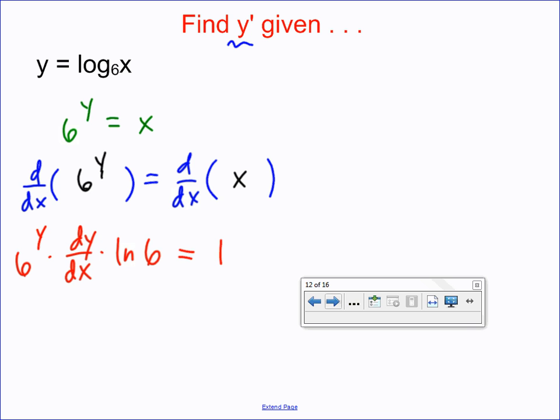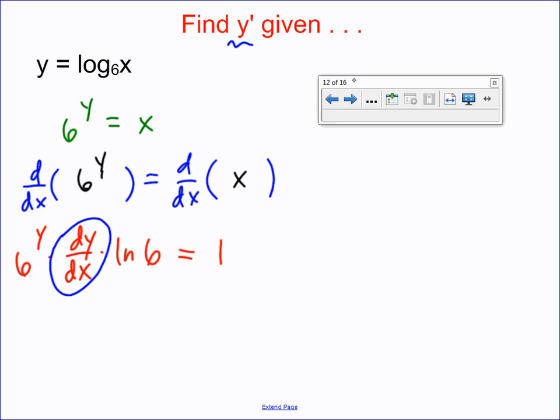Now, what did we want? Well, we wanted y prime. So y prime is my dy dx, and so we isolate y prime, that is, solve for y prime. We would get dy dx equals 1 over 6 to the y ln 6 if I divided both those things over at the same time. And because my original was y as a function of x, my y prime should be a function of x as well. So let's rewrite without that 6 to the y.